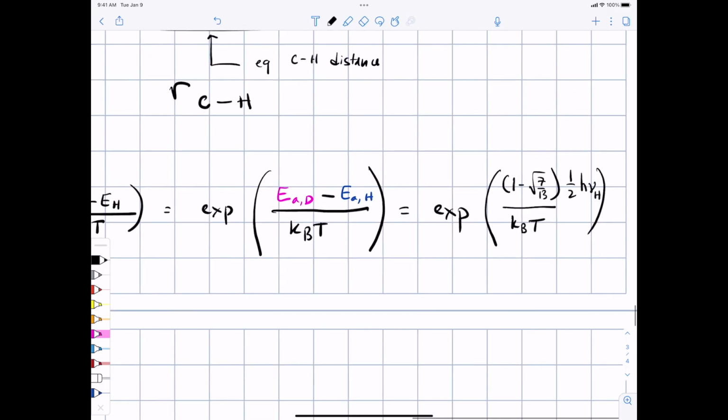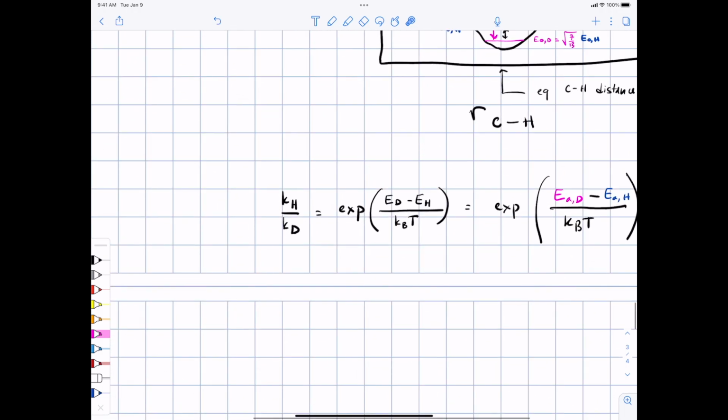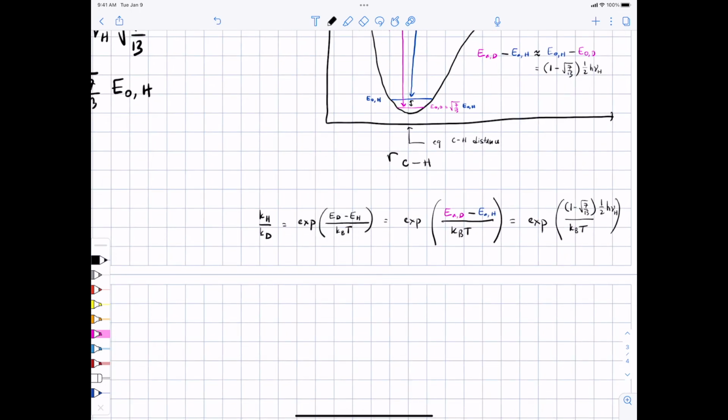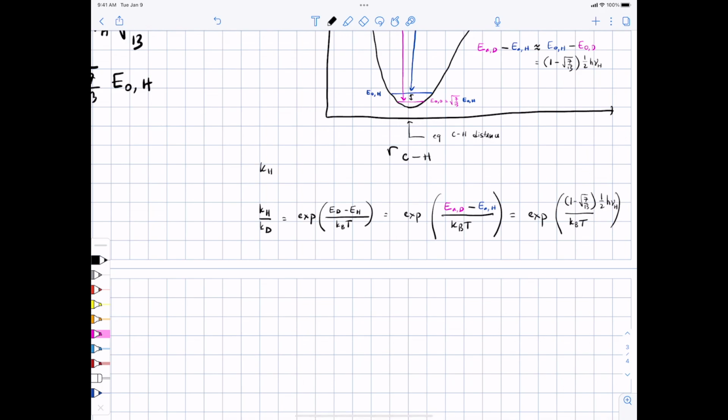What we're going to see is this number, 1 minus this square root, is still a positive number. So we're going to have the exponential of a positive number here. And overall, we're going to see that kH is going to be greater than kD, or in other words, that kH over kD is greater than 1. And if you plug in a value for the vibrational frequency for a typical carbon-hydrogen bond, which for a certain mode would be around 3,000 wave numbers, you can get out a theoretical maximum primary kinetic isotope effect, and it's about 7. Doesn't get much higher than that.